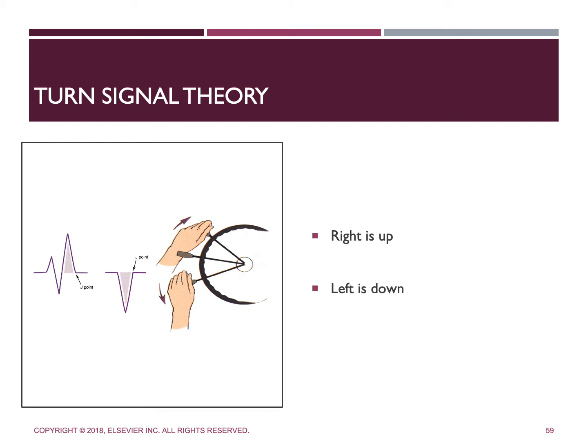So you'll see the first picture where the J point is going to be up, meaning that it's a right bundle branch block. And the second J point is going to be down, so that is going to be a left bundle branch block. So this is the turn signal theory. Just different ways for you guys to think about it. Everybody learns and remembers things differently. So these are just some different tips and ways to sort of reframe how we can try to determine the difference between the left and right.